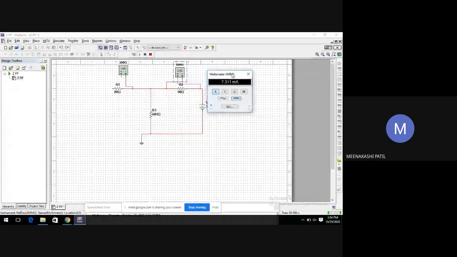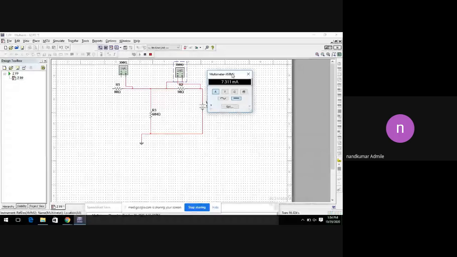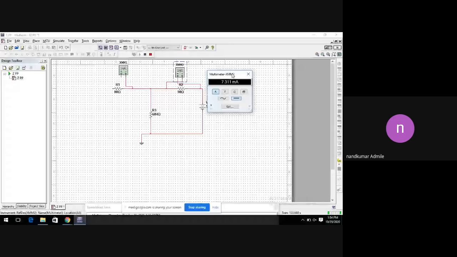V2 by I1. Very good. So V2 divided by I1. So put the value of V2 and put the value of I1. So next one is Z12. So the formula for Z12 is V1 divided by I2. Right? And the fourth parameter is Z22.